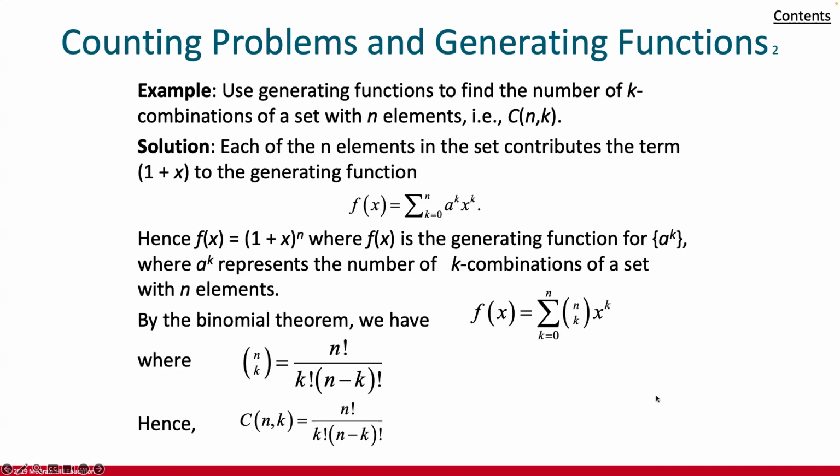Here is another example. Use generating functions to find the number of k-combinations of a set with n elements, that is C(n,k). Each of the n elements in the set contributes a term 1 plus x to the generating function. Hence, f(x) is equal to (1 plus x) to the nth power, where f(x) is the generating function for a_k, where a_k represents the number of k-combinations of the set with n elements. We can use the binomial theorem to come up with the final result listed there.